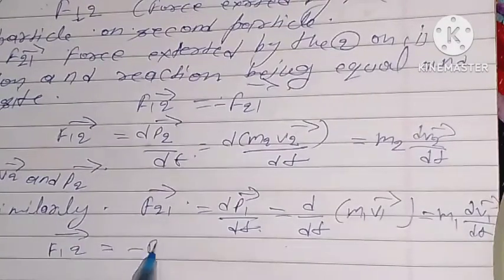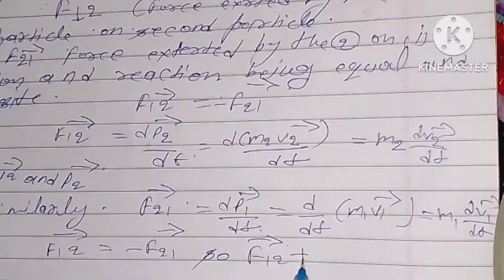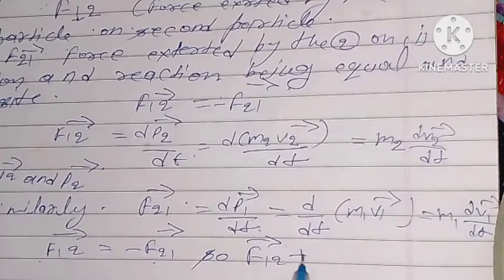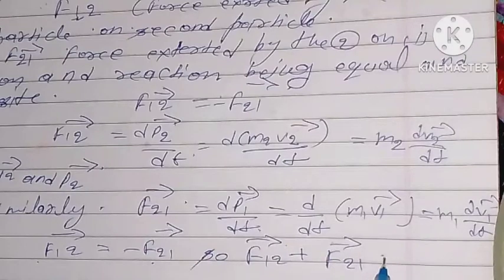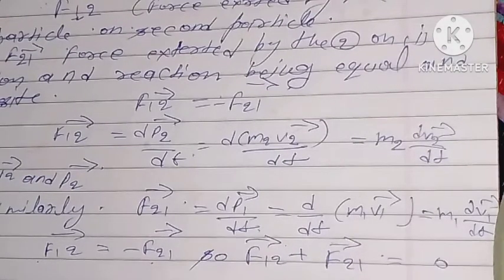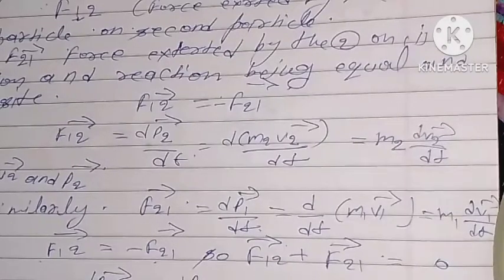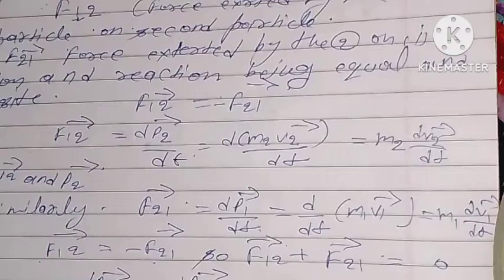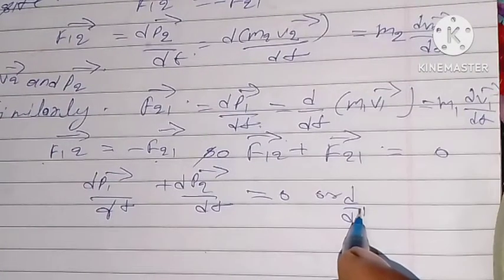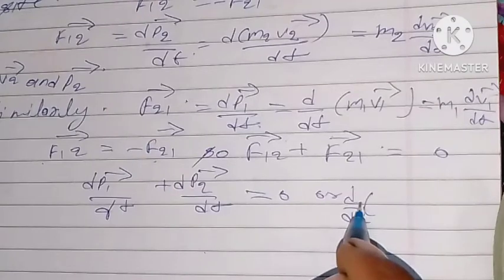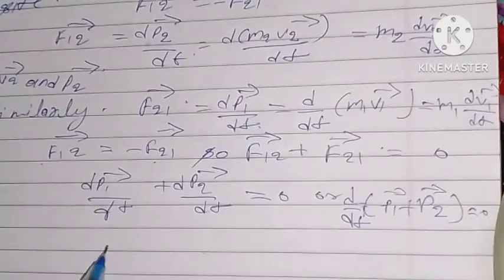Since F12 equals minus F21, moving the term to the other side, F12 plus F21 equals 0, or dp1 upon dt plus dp2 upon dt equals 0, or d upon dt of p1 plus p2 equals 0.